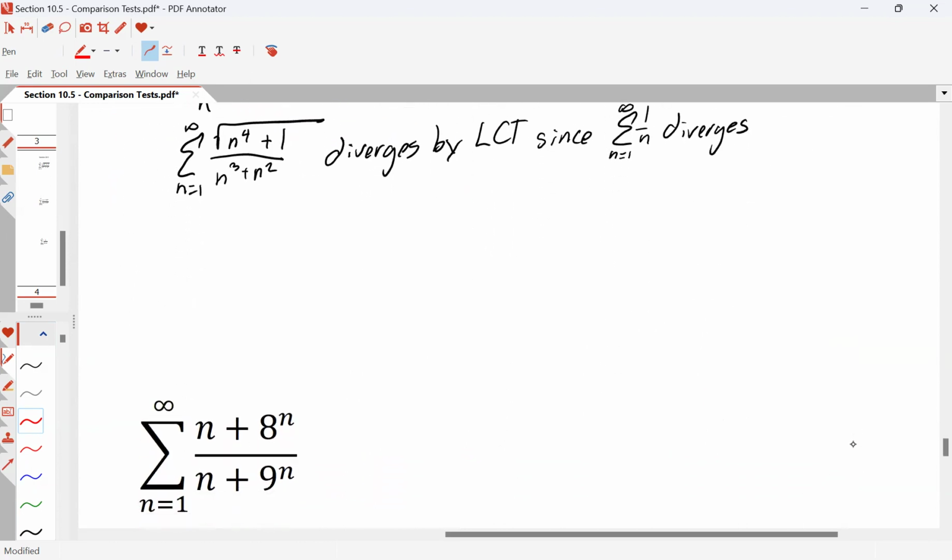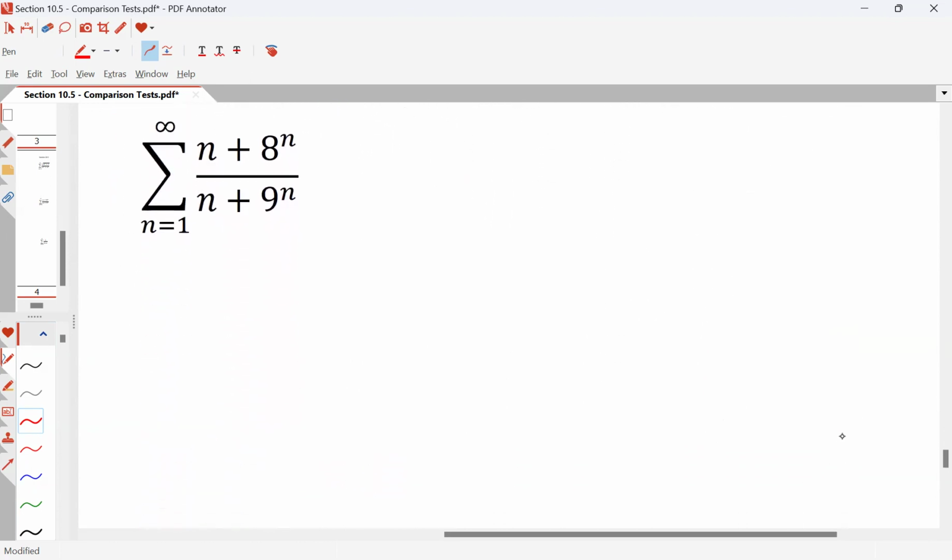All right, so next example. The series n equals 1 to infinity of n plus 8 to the n over n plus 9 to the n. So far, we've only been comparing to p series, but this is a case where we're going to compare to a geometric series. But before we do that, is this positive? Yes, it is. It's greater than 0 for n greater than or equal to 1. There is nothing there that is ever negative to cause any issues.